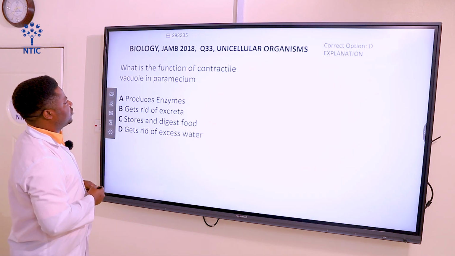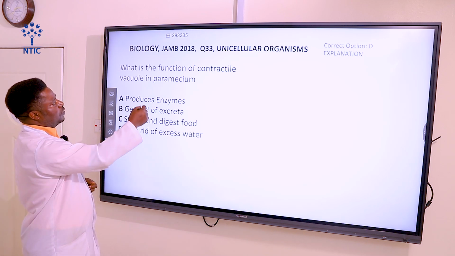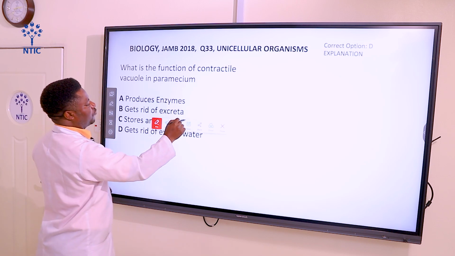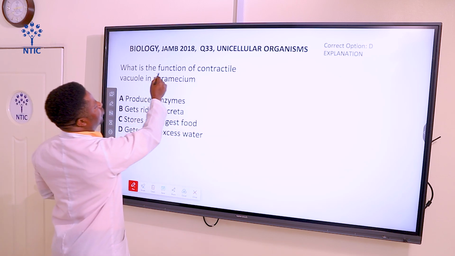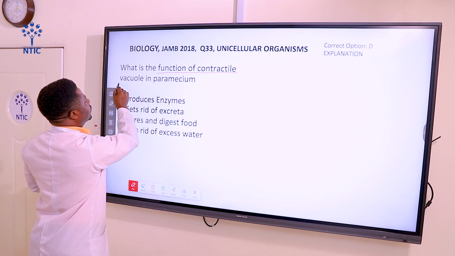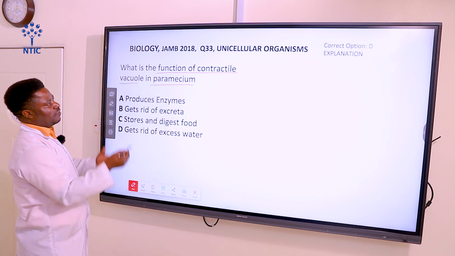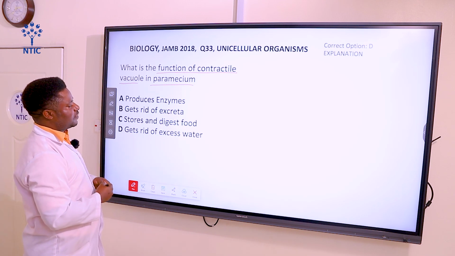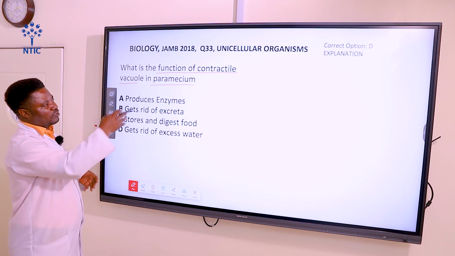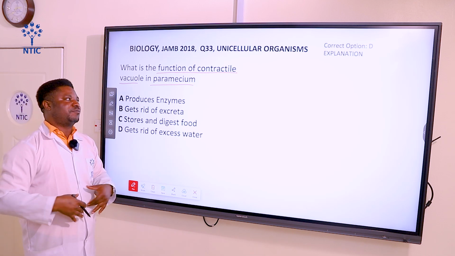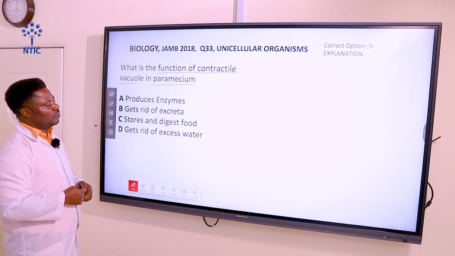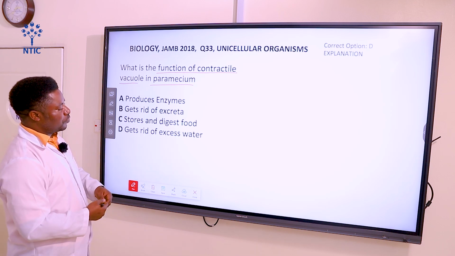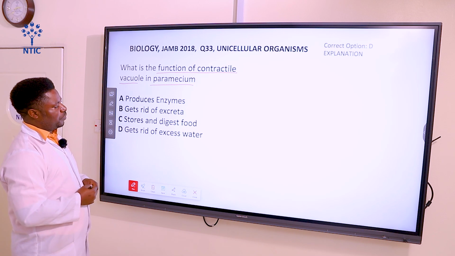What is the function of the contractile vacuole in Paramecium? The emphasis on this question is placed on the function of the contractile vacuole in Paramecium. What does it do? As the name implies, contractile, it is an organelle in the cell. What it does is that it contracts and expels water out of the cell through the cell membrane when it has absorbed too much water, depending on the medium or location where the organism is.